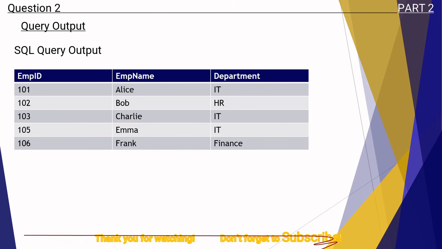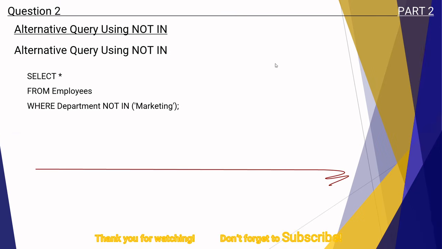After running the query, we get this output. The employees from the marketing department are not included in the result. Another way to achieve the same result is by using not in. This is useful when excluding multiple departments.